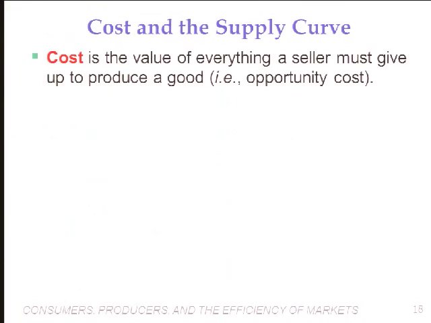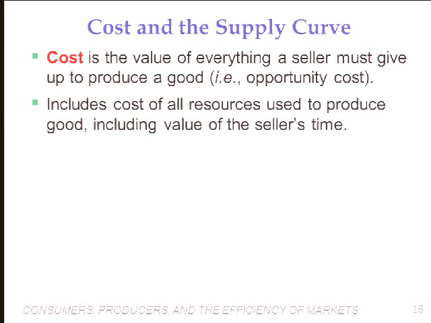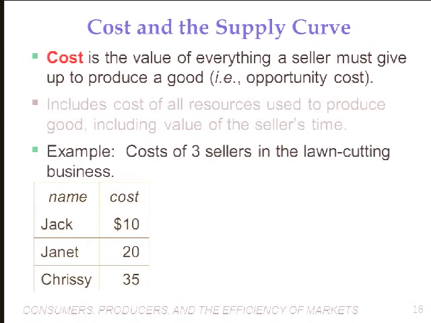We've got 3 potential sellers. They are in the business of mowing or cutting lawns. And Jack has the lowest cost. His opportunity cost is only $10. Janet's opportunity cost is $20, and Chrissy's opportunity cost is $35. As before, we can proceed to construct the supply schedule for these 3 sellers in this particular market. And as I indicated, their cost is also their willingness to sell. So once again, if the price is above their willingness to sell, they're going to benefit, right? And they're going to be able to consummate a transaction.